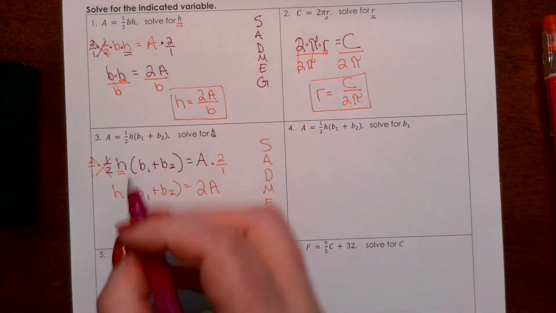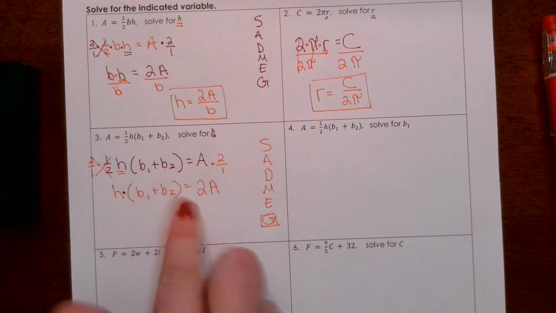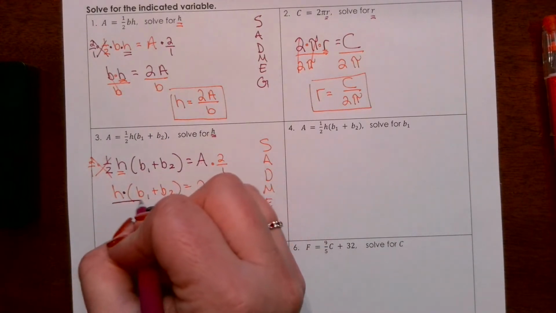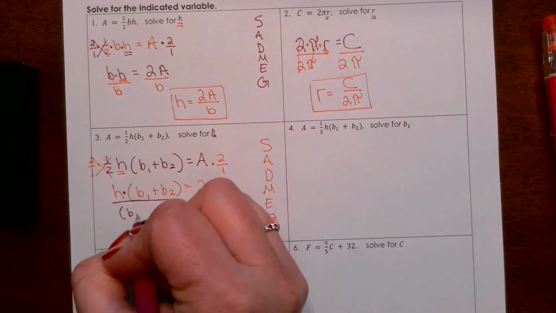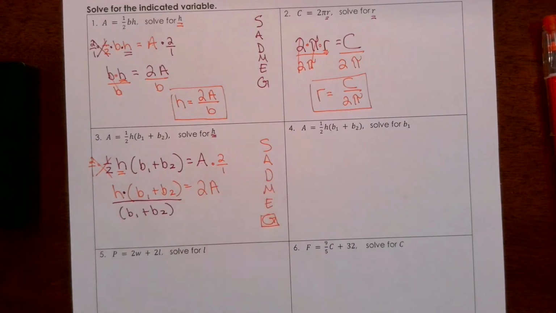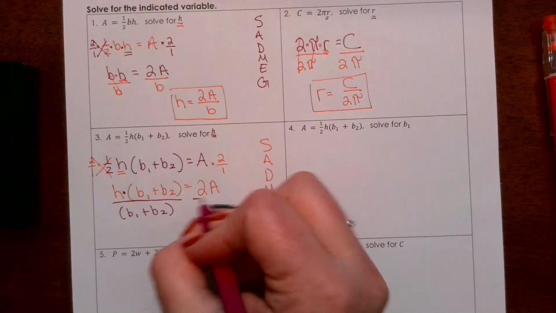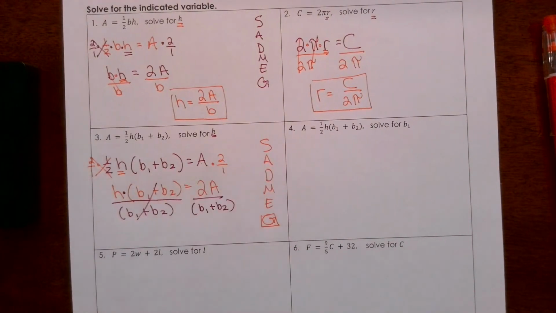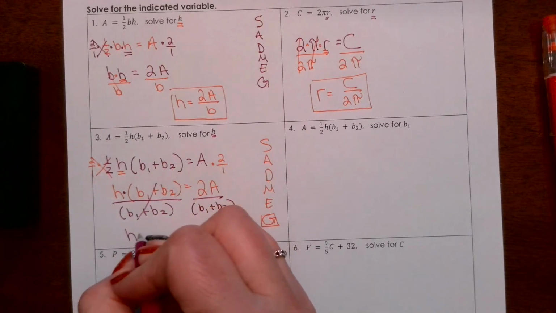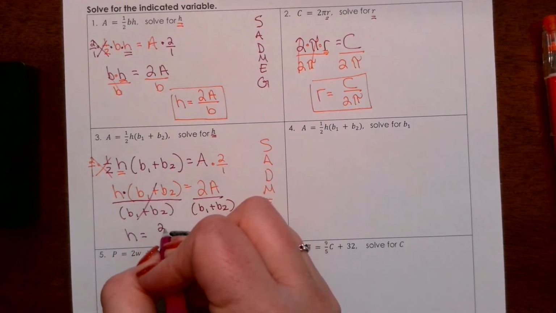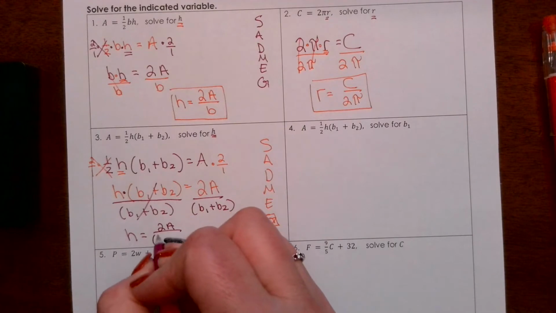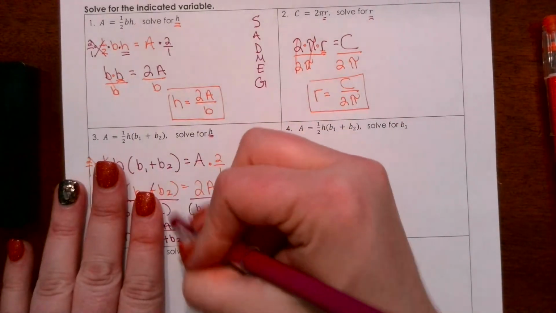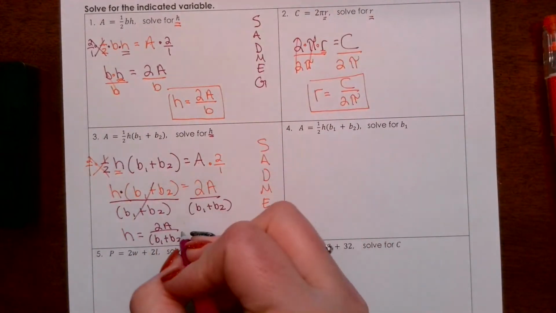Now I have h times this entire piece, base 1 plus base 2. I can actually just divide by the entire piece to get rid of the base 1 plus base 2. That goes away now. And I do get h, or the height, equals 2 times the area over base 1 plus base 2. Oops, excuse me. That was a much bigger parenthesis than I needed.